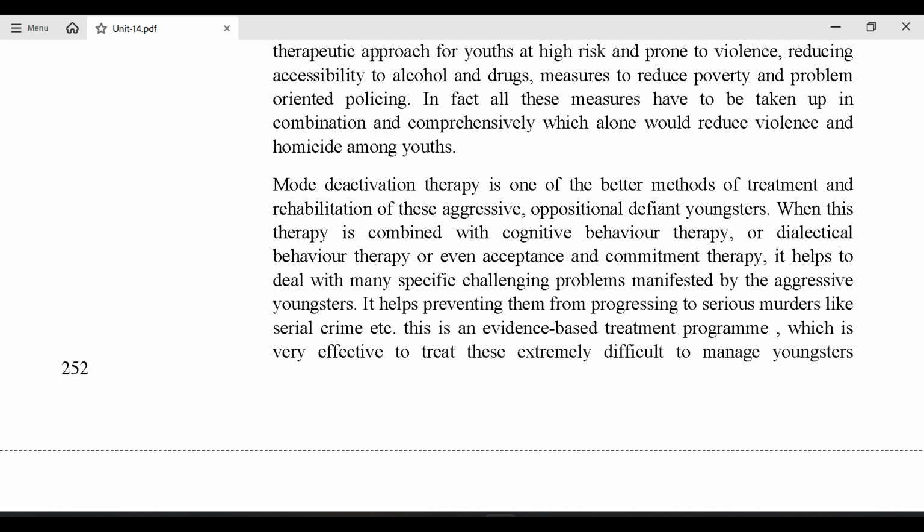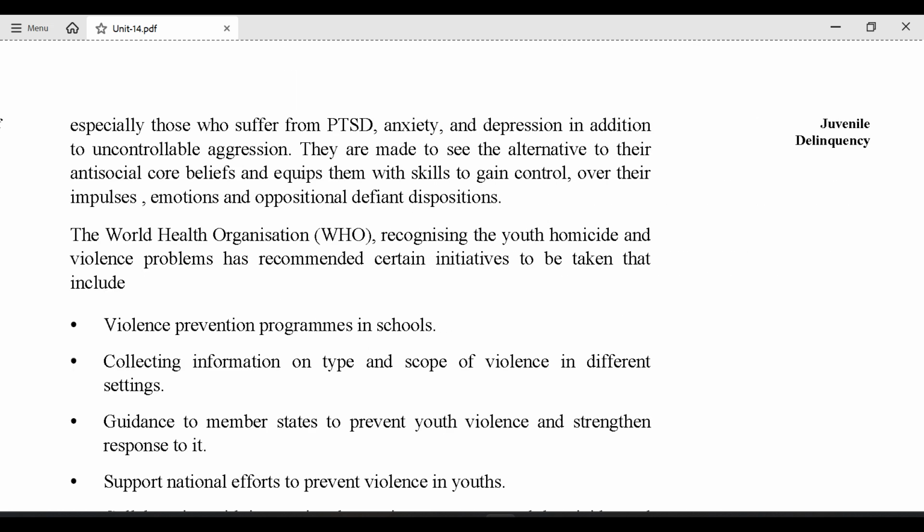This is an evidence-based treatment program, which is very effective to treat these extremely difficult to manage youngsters, especially those who suffer from PTSD, anxiety, and depression in addition to uncontrollable aggression. They are made to see the alternative to their antisocial core beliefs and are equipped with skills to gain control over their impulses, emotions and oppositional defiant dispositions.